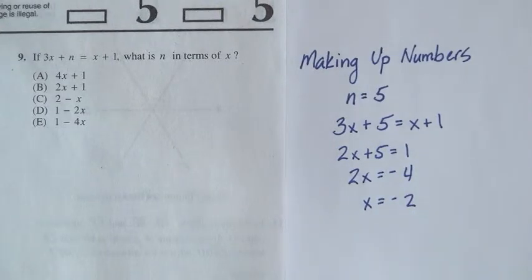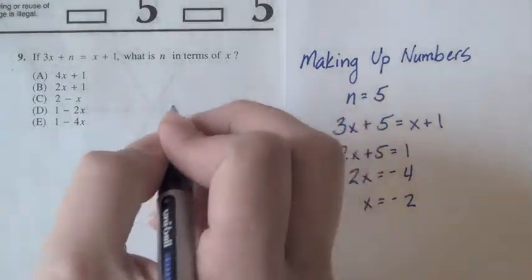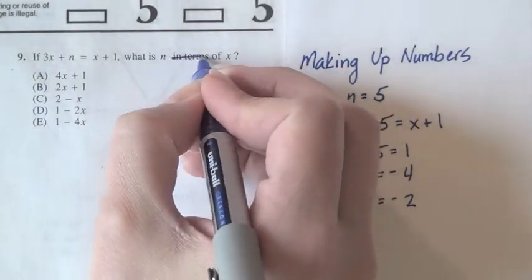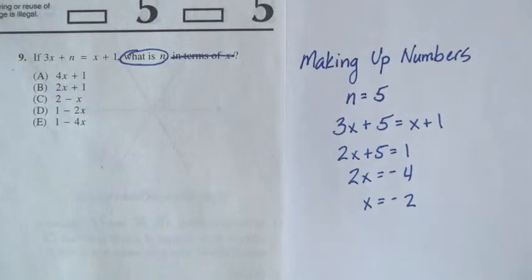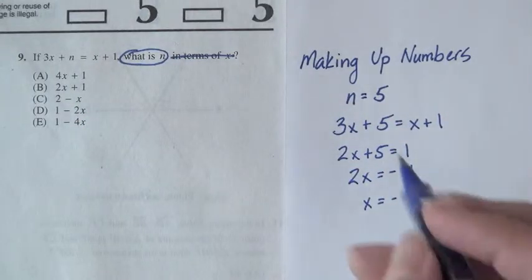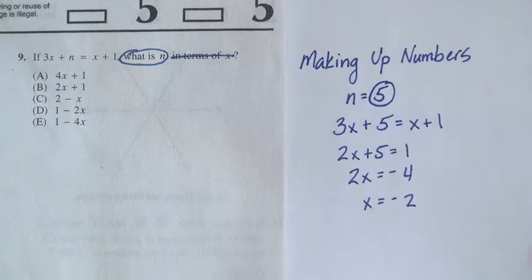So, what is the question actually asking? Remember, when you make up numbers, you don't have to worry about this in terms of part. The question is just, what is n? Well, what is n? We made it up. It's 5. So we know the answer to the question is 5.